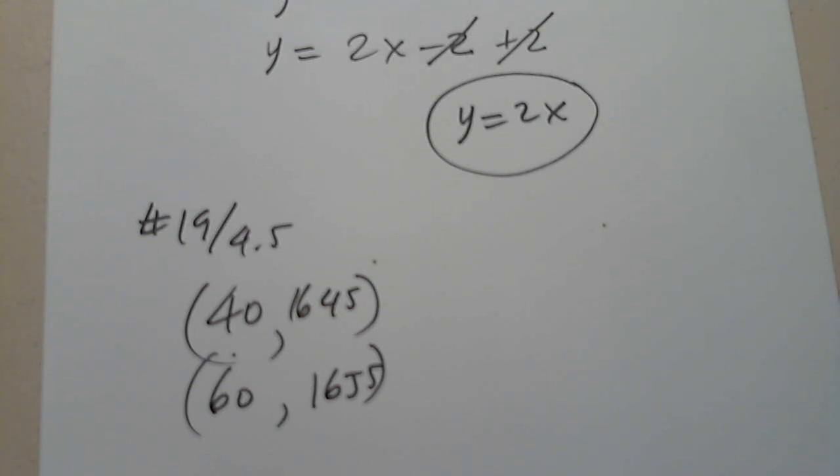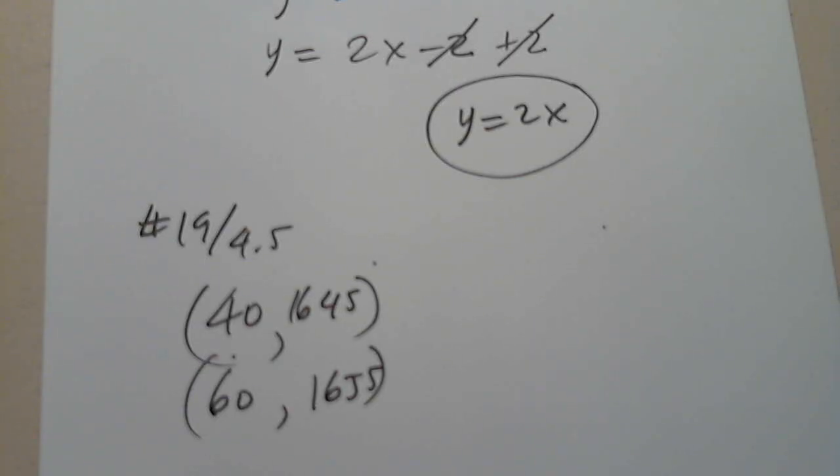Answer the following questions. Interpret the meaning of the point 40, 1645. When 40 are shipped, the cost is this. So, what will I pick? A, B, or C? B. Good. I agree. That's it? So what? Oh, continue. Okay.